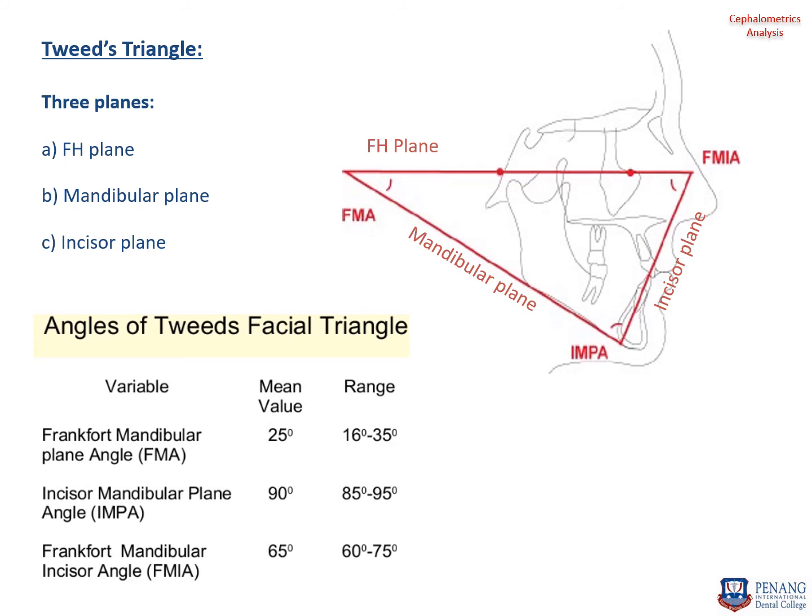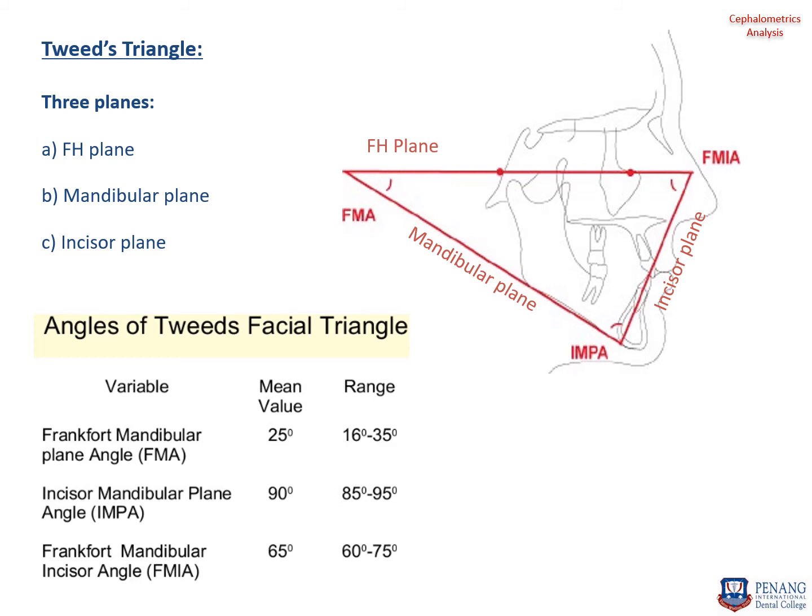Now the angles in consideration are Frankfurt mandibular plane angle, known as FMA or FMPA. The next one is incisor mandibular plane angle, which is IMPA, and the other one is Frankfurt mandibular incisor angle, FMIA. If you join two planes, you get an angle. So basically, you're joining three planes, so you're getting three different angles.